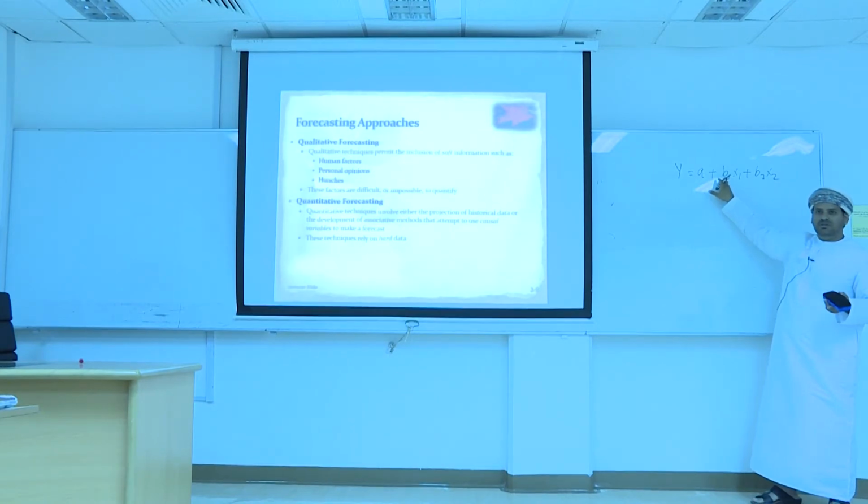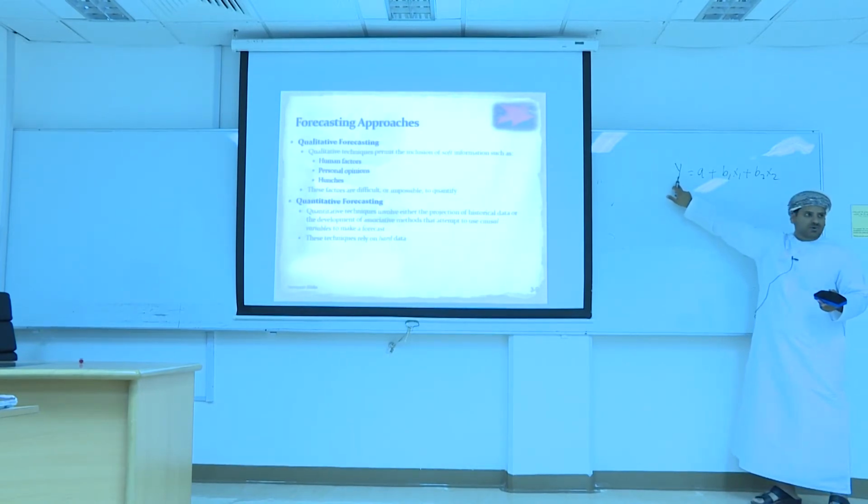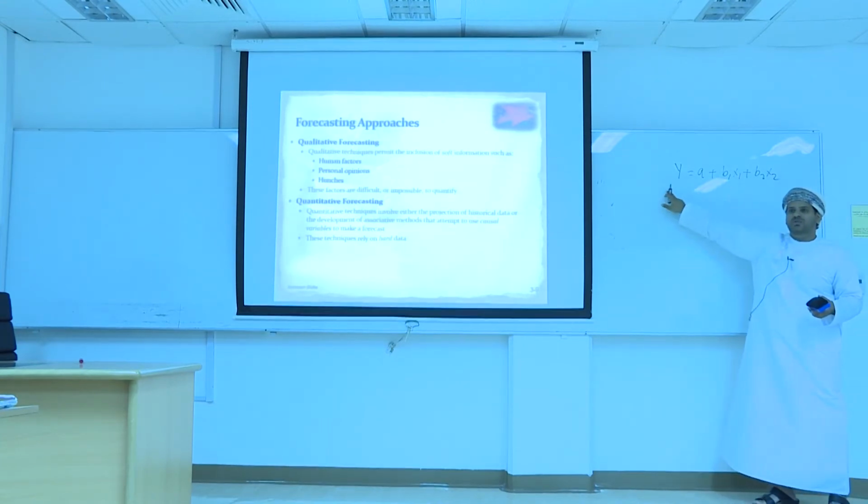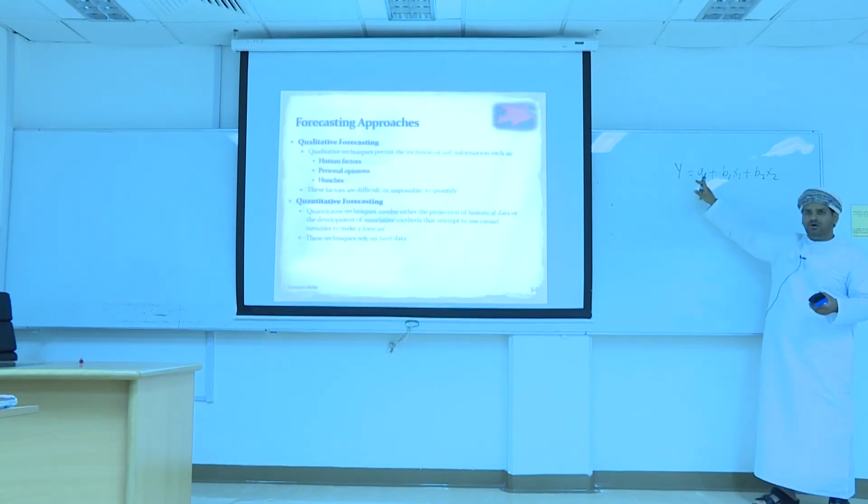What does it mean simply? We're trying to make a forecast for y, what will be the next value of y in the future, let's say tomorrow. According to the model, the value of y depends on the values of x1 and x2. Then it means that x1 and x2 are associated with y. The value of y is associated with x1 and x2.